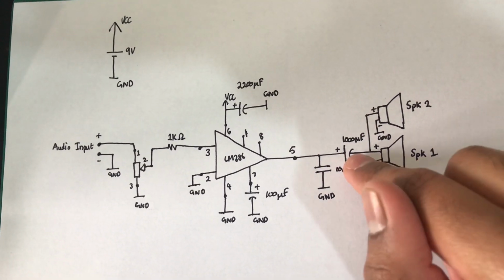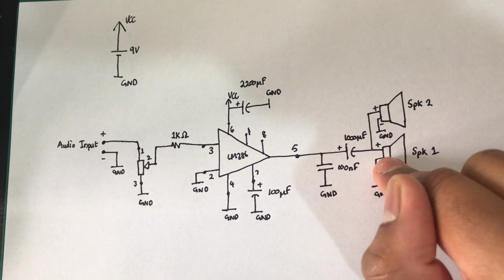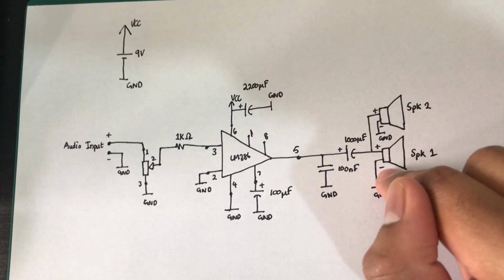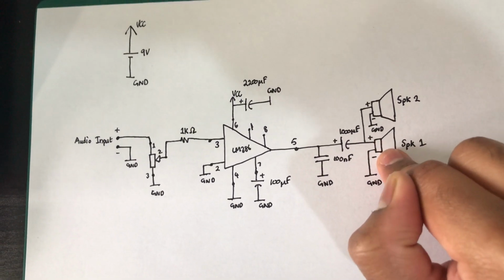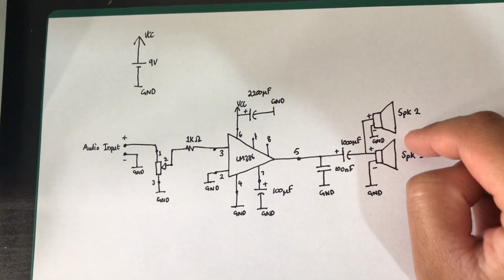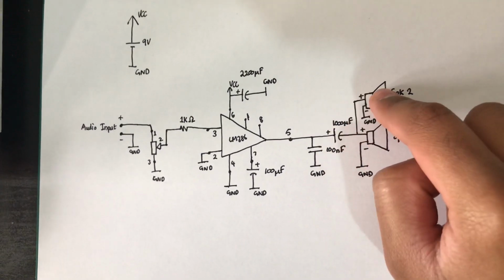Now from the negative terminal of the capacitor, it goes to the speaker's positive terminal and the other ends will just be grounded. And you can just go with a single speaker if you wish, but if you want another speaker attached with this for a more amplified sound, you can use another speaker in parallel with this.